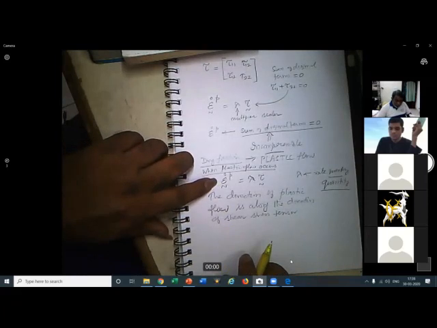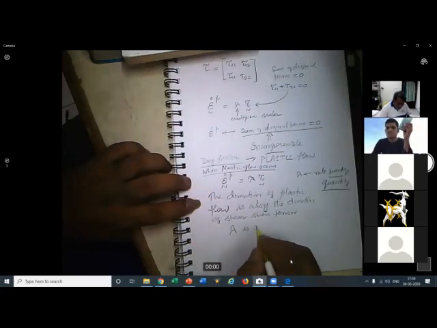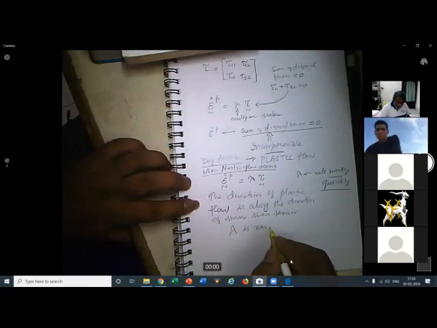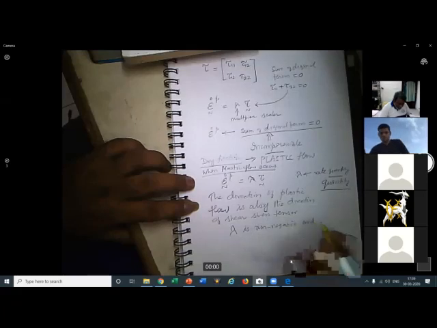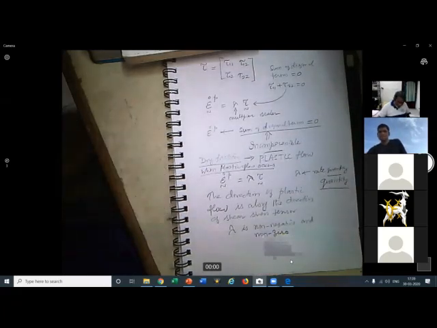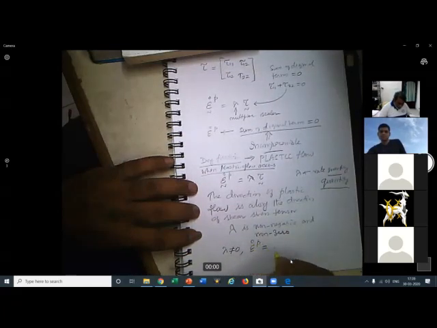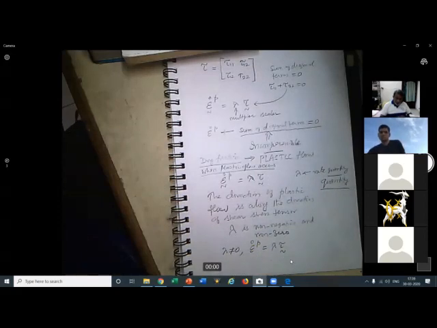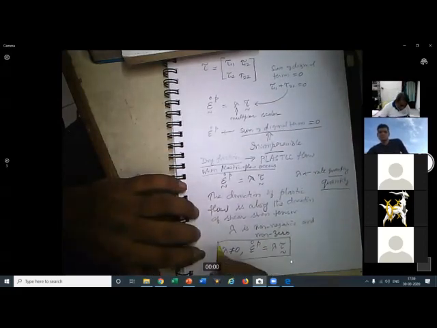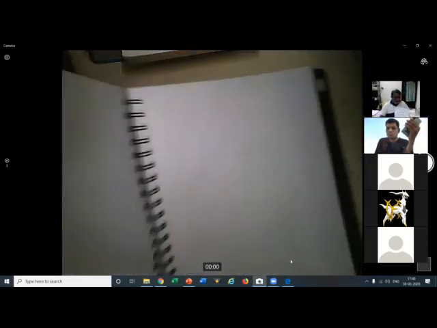Now, when will the plastic flow occur? When lambda is non-zero, greater than 0. So when lambda is not equal to 0, epsilon dot P is equal to lambda times tau. This is the correct way of writing, because only during plastic flow, this is correct. Shall I move on to the next page? Yes.